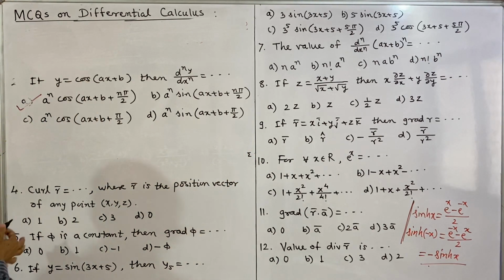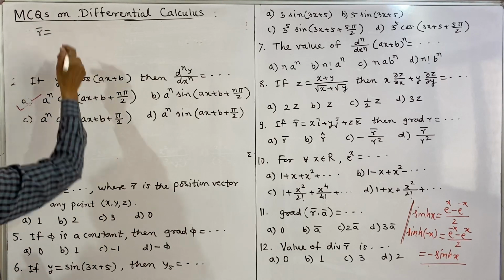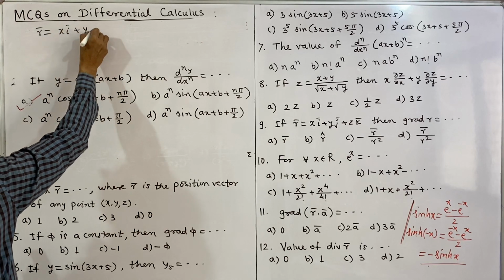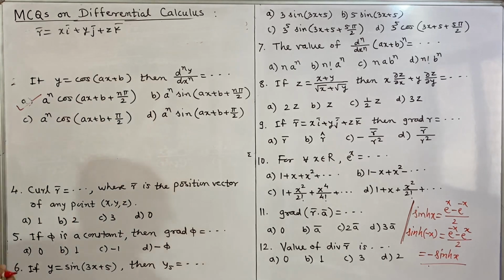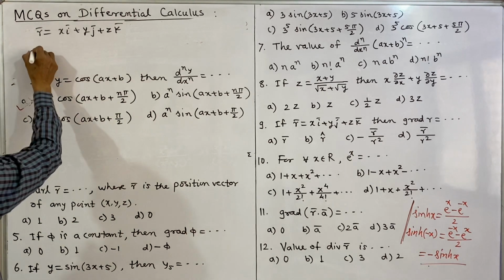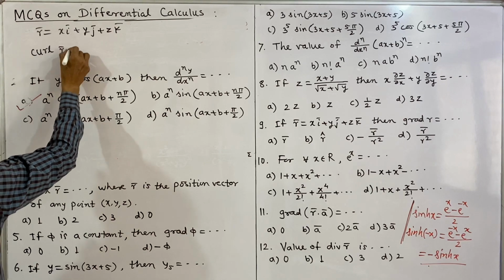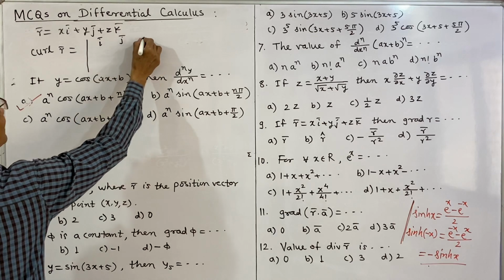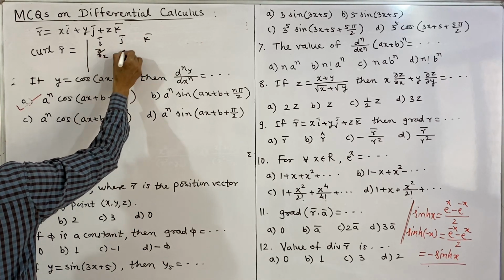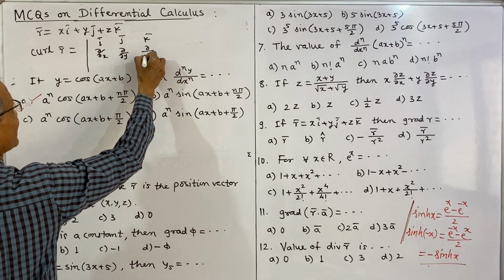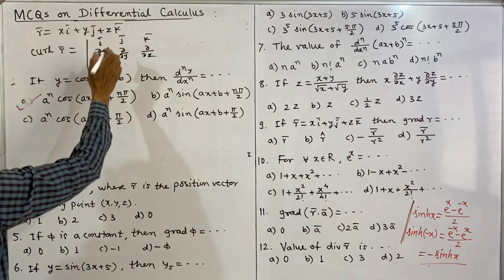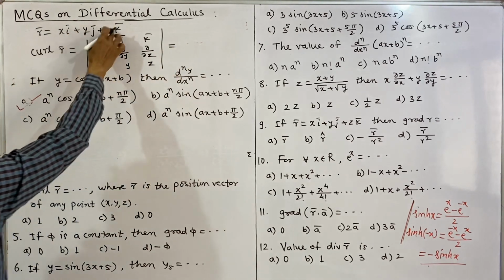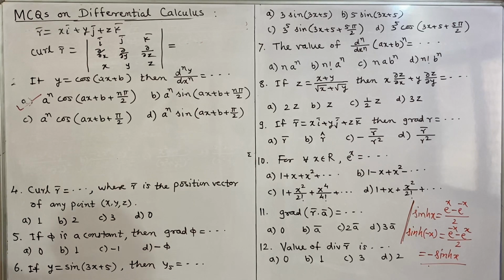So we have r bar equal to the position vector of a point (x, y, z), which means r is xi plus yj plus zk. And we know the expression for the curl of a vector is given by the determinant. The first row is i, j, k, the second row is the partial derivatives with respect to x, y and z, and the third row is the components of the vector. So that is x, y, z, the i, j, k components of r bar. So this is the expression of curl r.